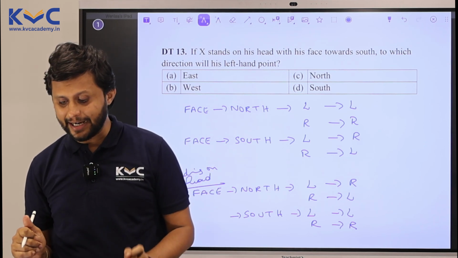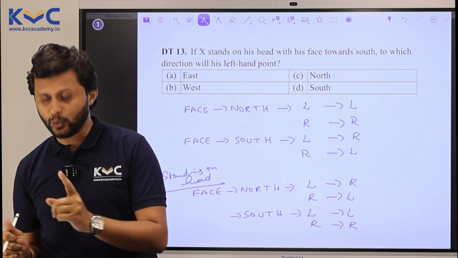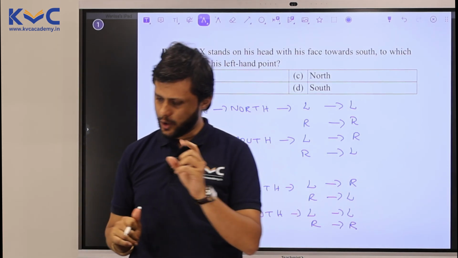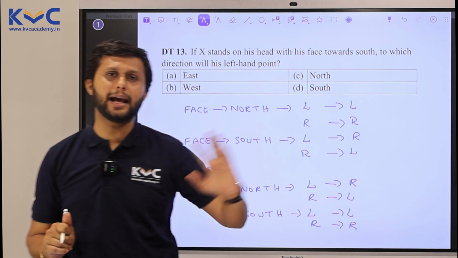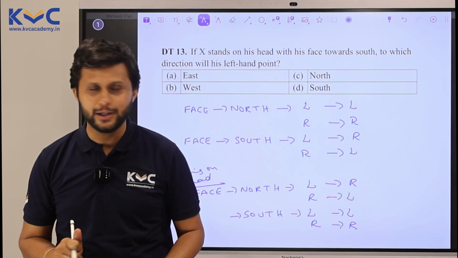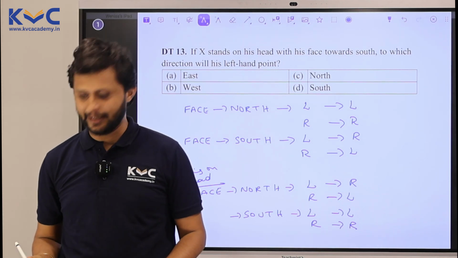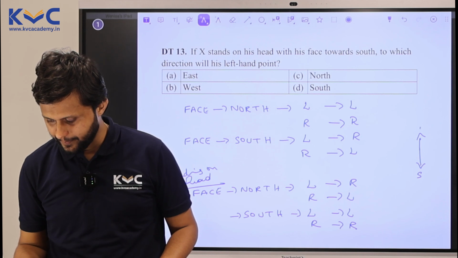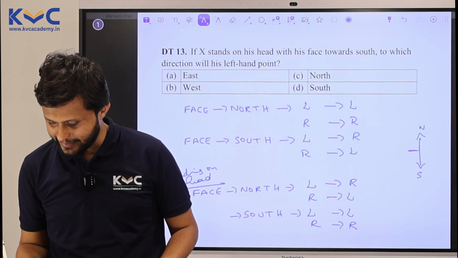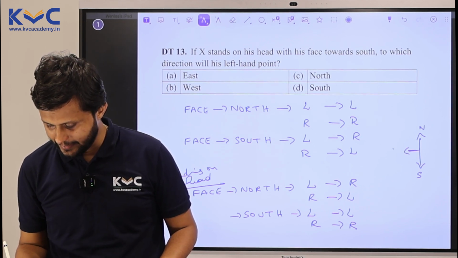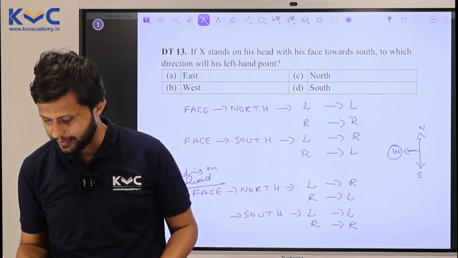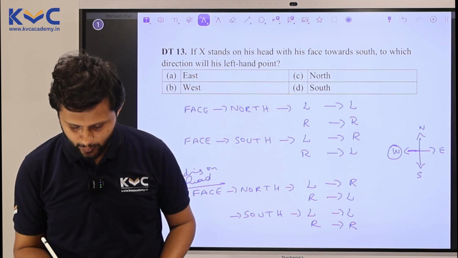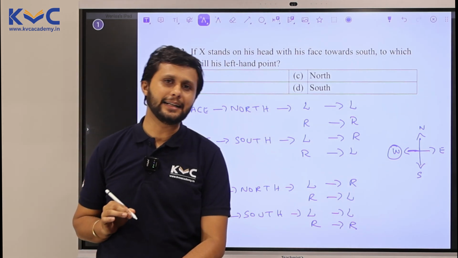X stands on his head with his face towards south. He's standing on his head. Correct? To which direction is his left pointing? So left is left only. If south is over here, this is north. Left would be this side, which is west. This is the left side and this is east. The right answer is west. Option B is the right answer.